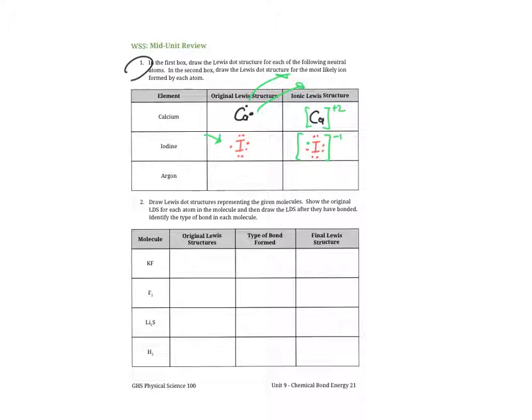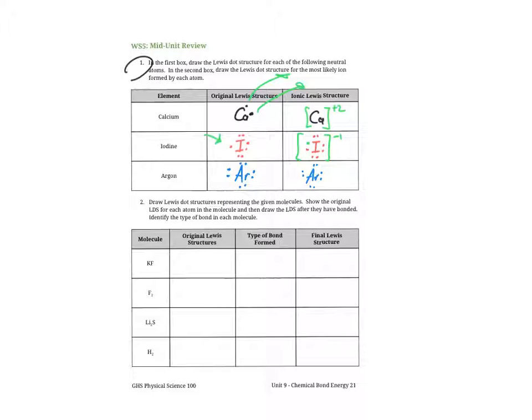Okay, so when I go back to draw its structure, I'm going to have argon with 1, 2, 3, 4, 5, 6, 7, 8, and it's not going to gain or lose electrons, so we're going to draw it just as it is. 1, 2, 3, 4, 5, 6, 7, 8. So far, so good with that.